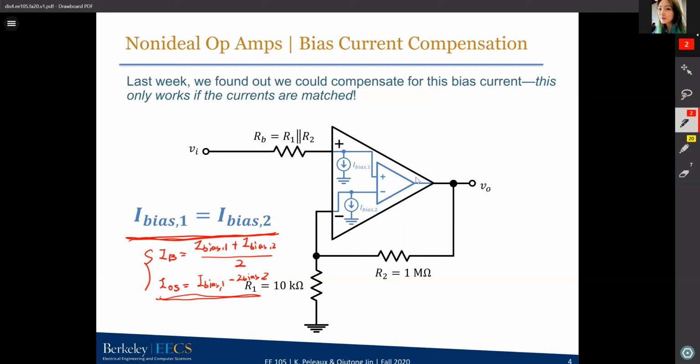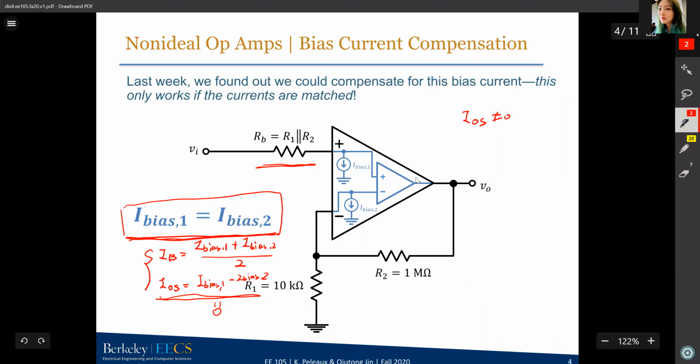So in last week's lecture, we will have offset current equals 0. So if offset equals 0, that means I bias 1 equals I bias 2. In this case, you can always just compensate the bias current by adding this resistor. So if you have a resistor RB equals R1 in parallel with R2, you can just eliminate the bias currents from this op-amp circuit. However, if your IOS, so offset current, does not equal 0, you will still have your input bias current that cannot be eliminated. So you will still have some effect on the output voltage. We'll explore this in later slides.